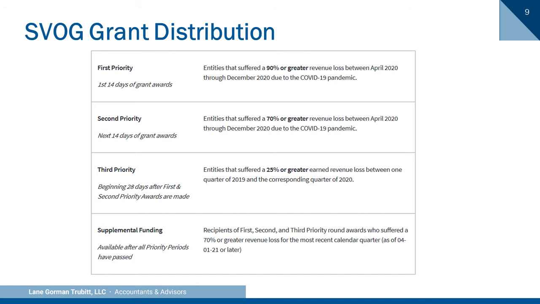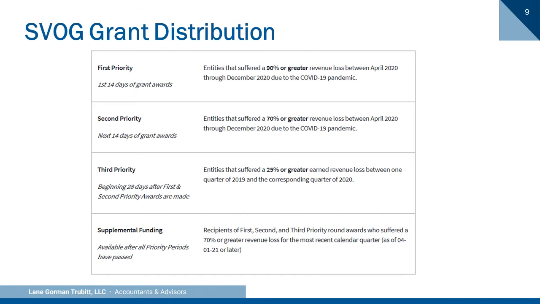One thing to note though, although this priority is set, this does not define when you can apply for the grant. Even though you may fall onto either the second priority or the third priority, you can still apply for your grant award on day 1 once the application window opens. So I just wanted to make that clear that you do not have to wait until the 14th day or the 28th day to apply for your grant. This timeline is more for SBA to determine when they're going to process and the order of when they're going to process the awards.